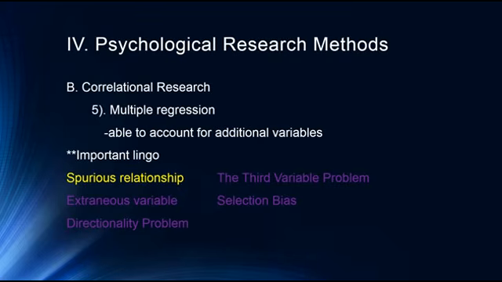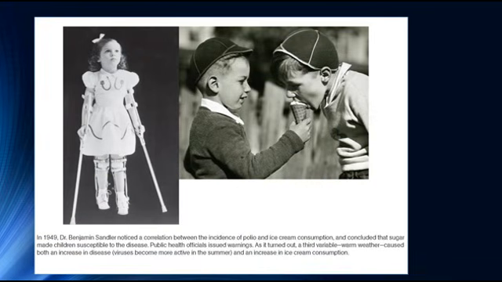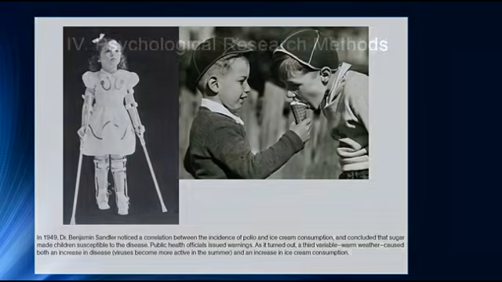Or in other cases, sometimes there's a spurious relationship like birth control and toasters that is related in some other way. To give you an example, in 1949 we get a correlation between the incidence of polio and ice cream consumption. This individual concluded that sugar made children susceptible to the disease, but as it turned out, a third variable, warm weather, caused both an increase in disease and an increase in ice cream consumption. So this is a spurious relationship. There's no causal relationship, or no relationship really at all, between ice cream and polio, other than that they both occur during warm weather.